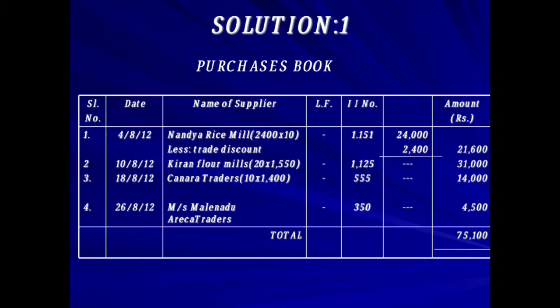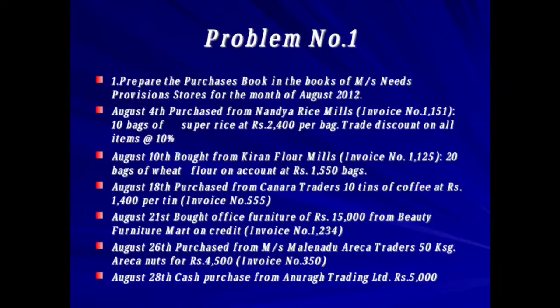So on the first entry we will see 4th of August. So 4/8/2012 we have purchased it from Nandya Rice Mills. How many bags we have purchased? 10 bags. Per bag it cost 2400, so 24,000, and they have given a trade discount of 10% to us, so 2400. So how much we should pay them? 21,600. Okay, then we will see the second entry.